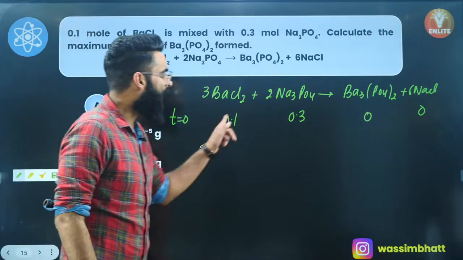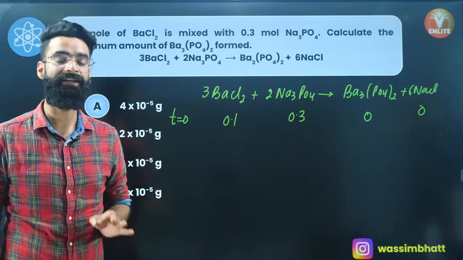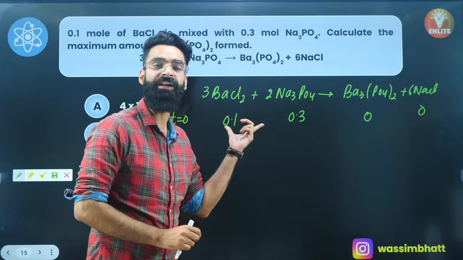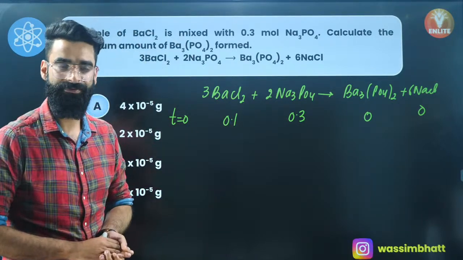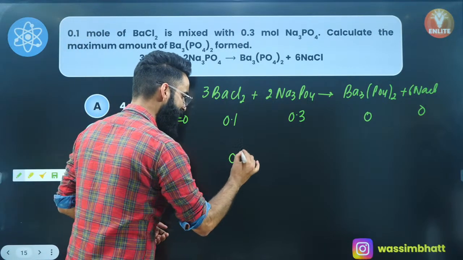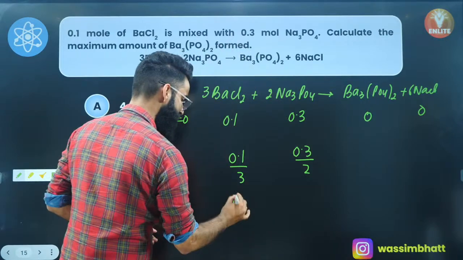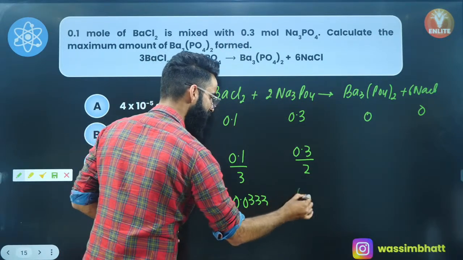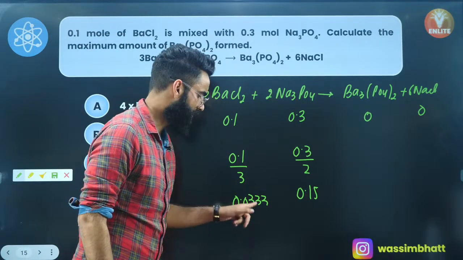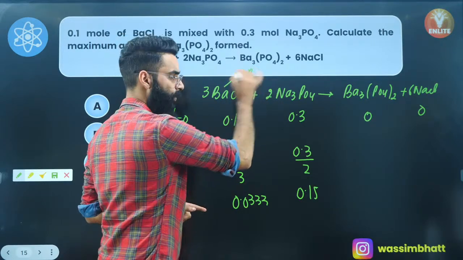Now you need to identify which one among the two is going to be the limiting reagent. And how do you identify the limiting reagent? You just need to divide the given number of moles by the respective stoichiometric coefficients. So you'll be dividing 0.1 by its stoichiometric coefficient, and 0.3 by its stoichiometric coefficient. This value comes out to be 0.033 and this value comes out to be 0.15. Which one is the lesser value among the two? This one is the lesser value, so this particular one is going to be my limiting reagent here.